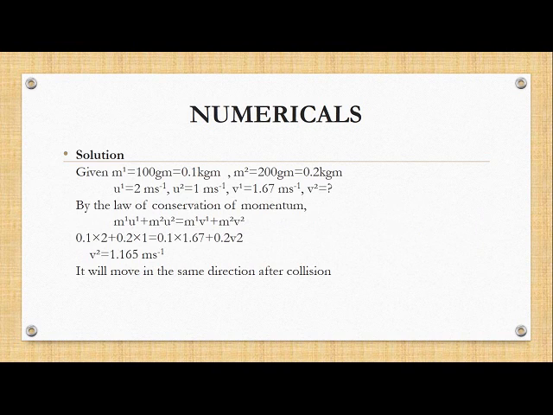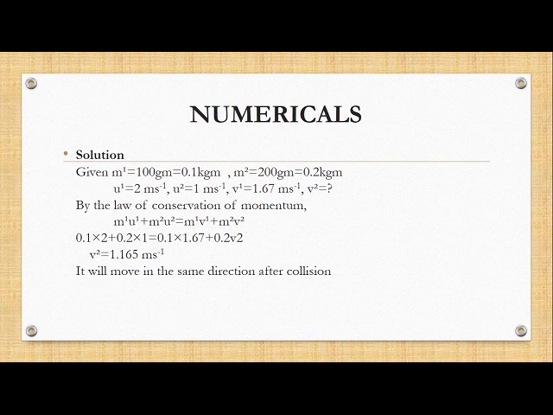So children, what are the things that are given here? m1, again it's given in gram, we have to convert it into kilogram. Okay, so kilogram, u1, u2, v1, v2. By the law of conservation of momentum, we get this, and the velocity v2 will be 1.165 meter per second square. Okay, and it will be in the same direction.